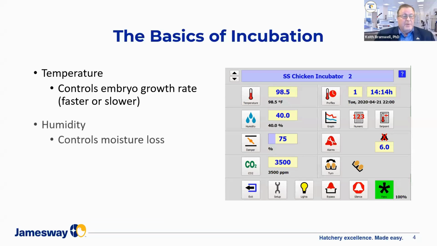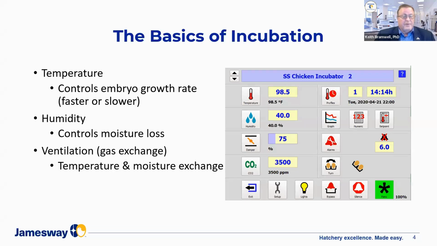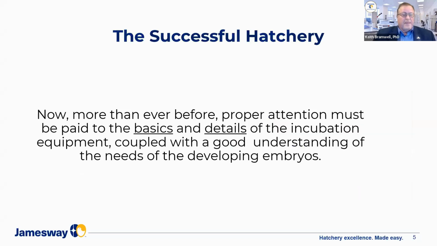So temperature, humidity controls moisture loss. And that is important. I'm not going to talk about moisture loss and humidity in the machines, but that's one of the other basics of incubation. Ventilation, gas exchange, temperature, moisture exchange are affected by this, and the uniformity of both. And then turning for embryo development, and it also changes the environment within the cabinet a little bit when we turn those eggs, and it redirects our airflow throughout our cabinet. So anyway, basics of incubation.